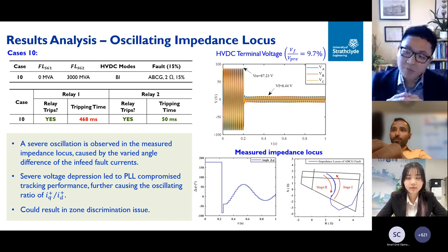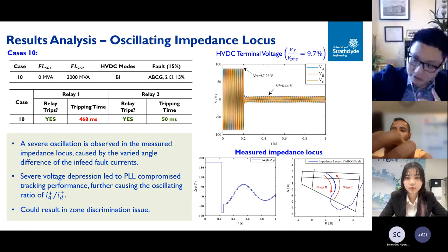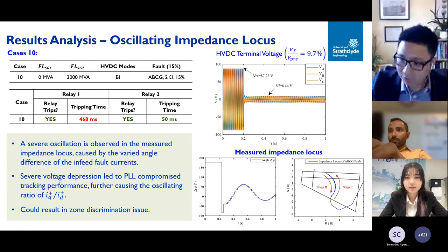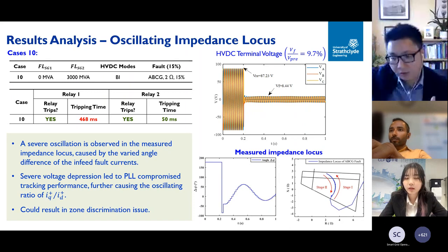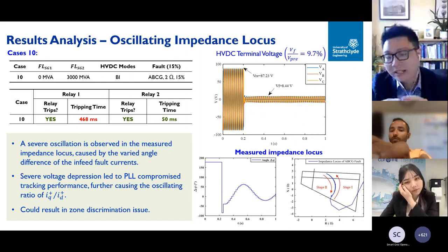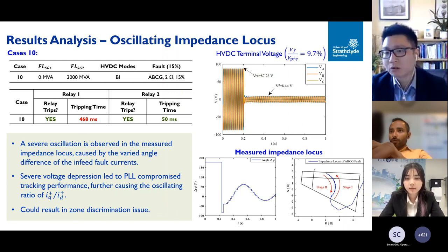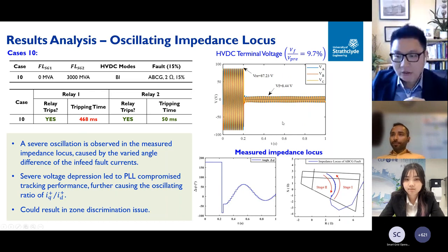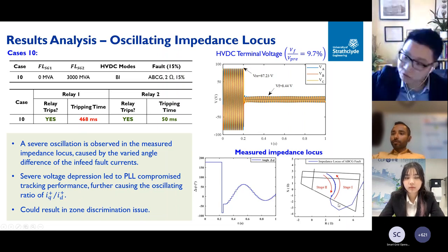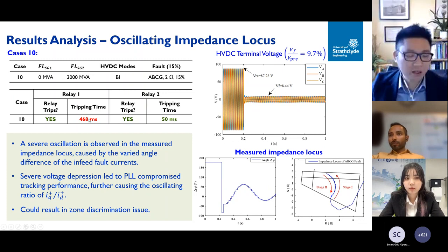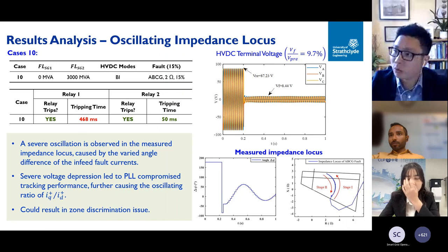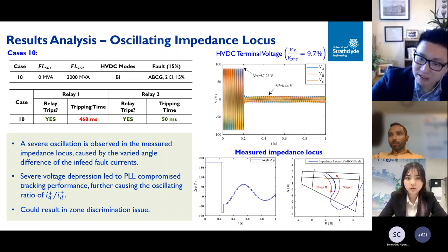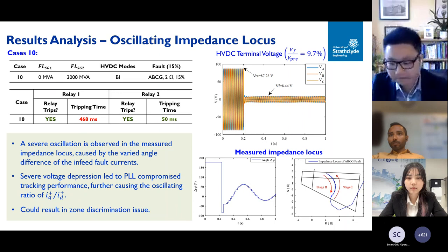Last case here, as I mentioned, a grid following converter relies on a grid. Basically, you assume there is an external grid providing a voltage reference in order for the converter to work. When we have a three phase to ground fault, the voltage would depress to a very, very low level, and that might lead to the converter to maloperate, to misbehave, because it loses the voltage reference. And that's exactly what happened here. When it loses the voltage reference, the measured impedance starts to oscillate. Now that will confuse the relay as well. As a result, relay one has a 500 millisecond delay where we want it to operate within 90 milliseconds or 40-50, that is the desirable range.